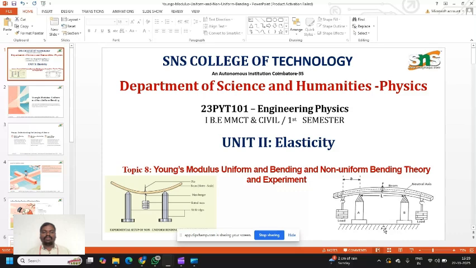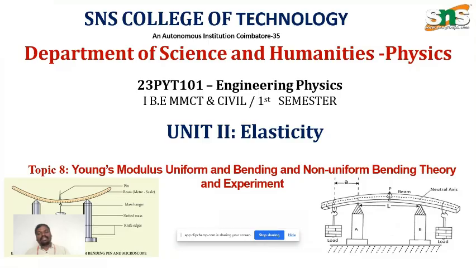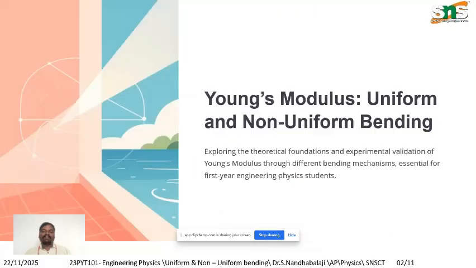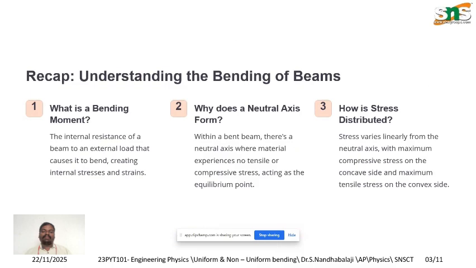And strain. And why does a neutral axis form? Within a bent beam, there is a neutral axis where material experiences no tensile or compressive stress, acting as the equilibrium point. How is stress distributed? Stress varies linearly from the neutral axis, with minimum compressive stress on the concave side and maximum tensile stress on the convex side.